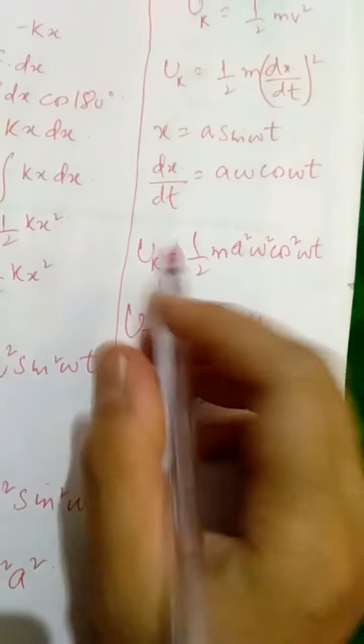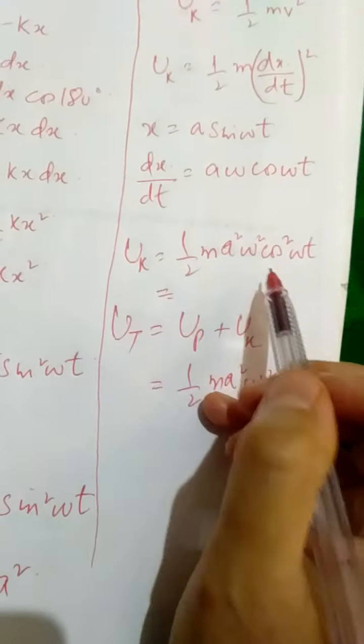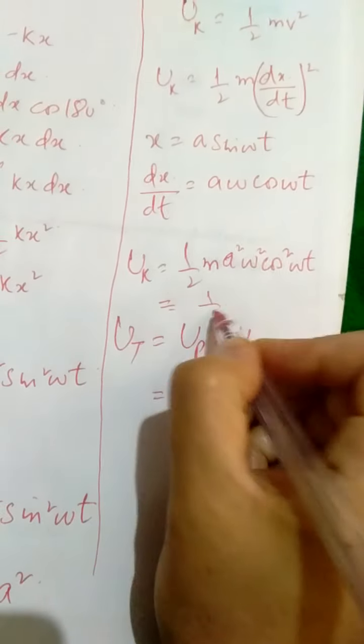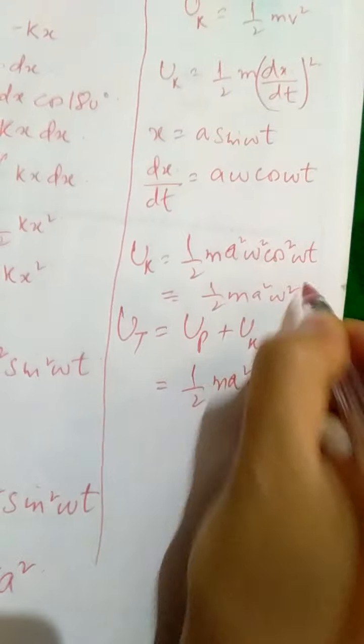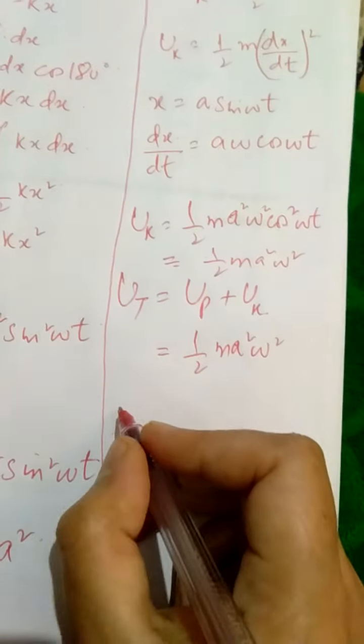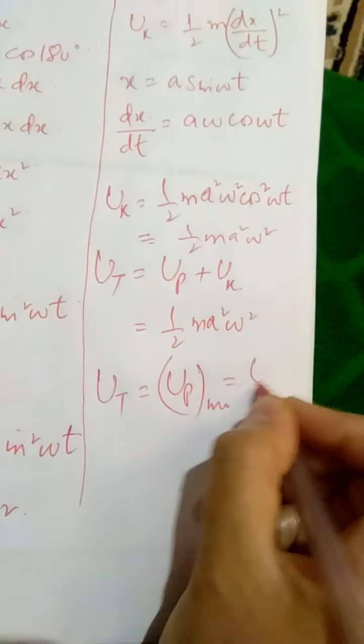By the way, what is the maximum value of kinetic energy? Kinetic energy is going to attain its maximum value when cos will be maximum, and maximum value of cos is 1. So it is half of m a square omega square. It is the same thing as the maximum value of potential energy, right? So we can also write that total energy is actually UP max, or it is UK max.